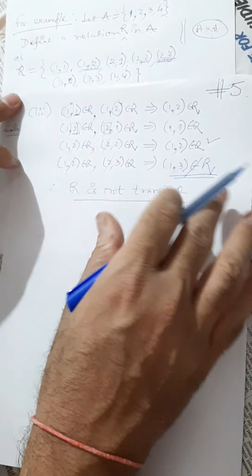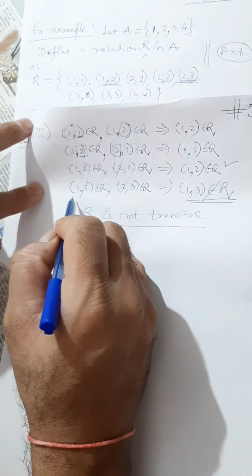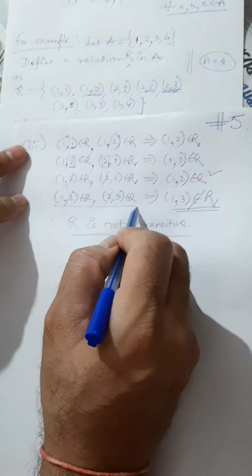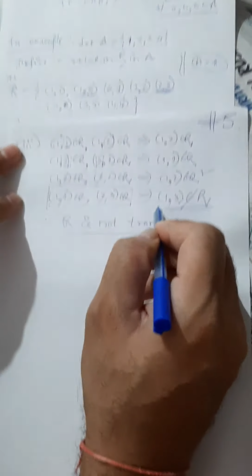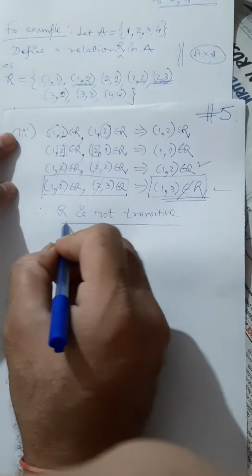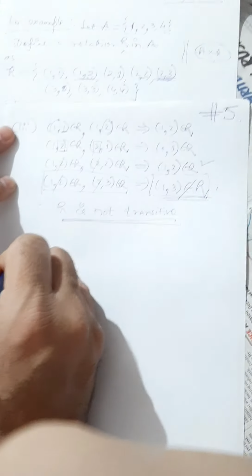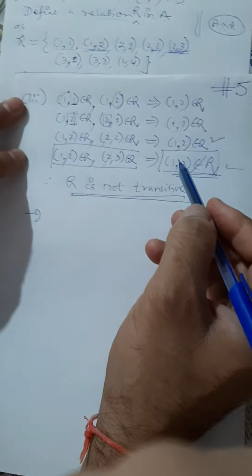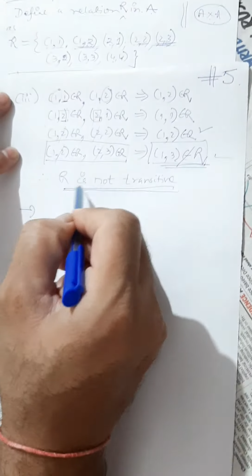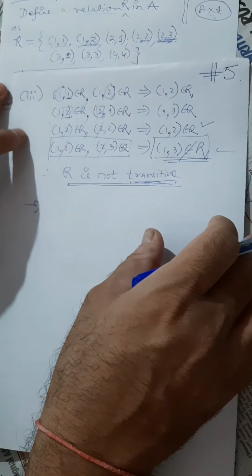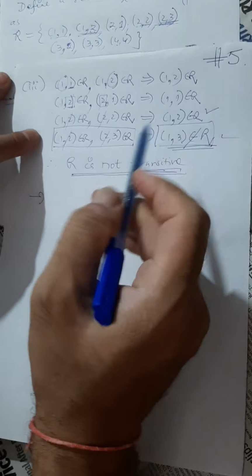Now just by observation, if you find two ordered pairs which are present in the relation but the third one is not, directly you can write it is not transitive. No need to show more. Usually, checking whether a relation is transitive is not an easy task. It becomes tedious sometimes.